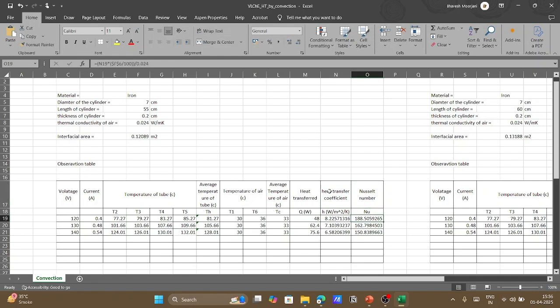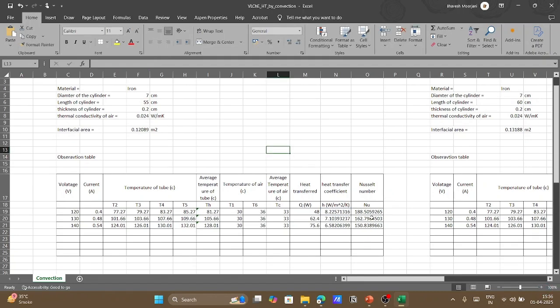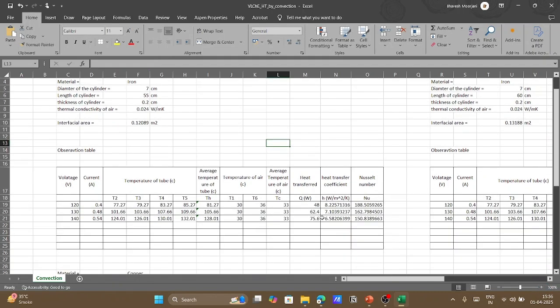Then Nusselt number is h into L by k. The k value is given, that thermal conductivity of air is 0.024, right? So thus we compute the Nusselt number. At a higher voltage you can see, because of the increase in the temperature, there will be turbulence in the fluid surrounding it. So there is this change in the Nusselt number value also, right?